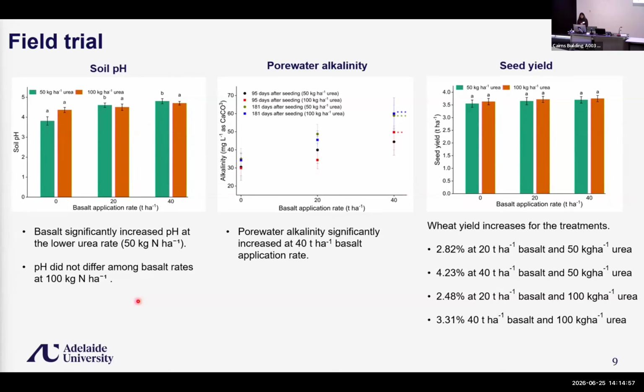And when it comes to the seed yield, there was an increase in seed yield. However, it was not significant compared to the control. When it comes to the glasshouse experiments, they gave more pronounced results. The increases were significant, but in the field trial, it was not statistically higher compared to the control. However, I found that the maximum increase in seed yield was around 4.23% higher than the control, which I observed in the 40 tons per hectare basalt application.